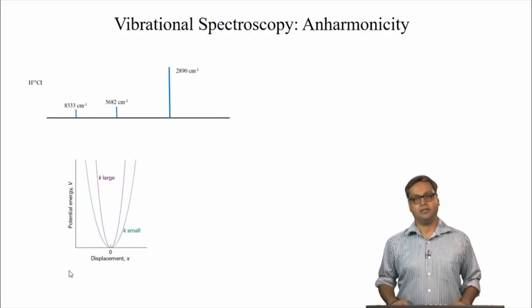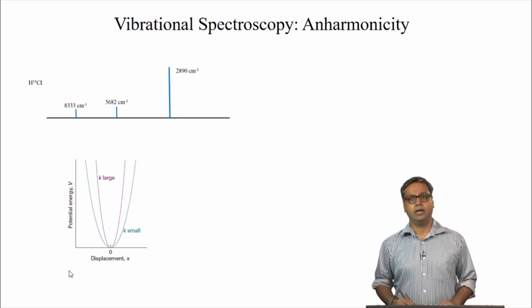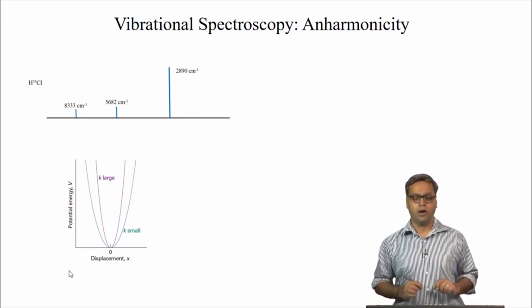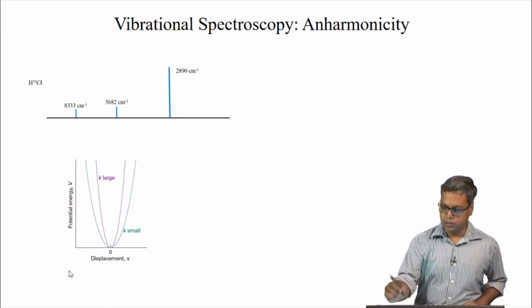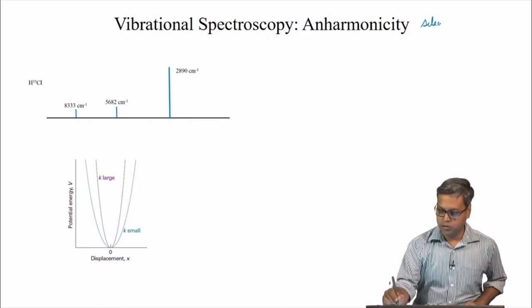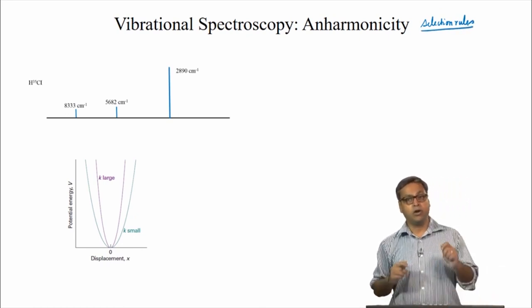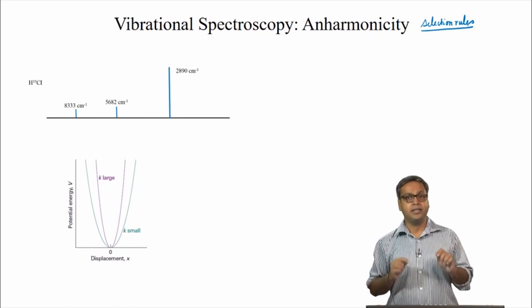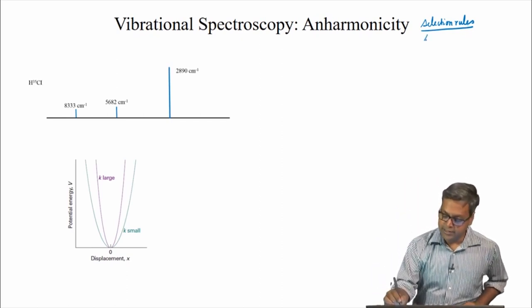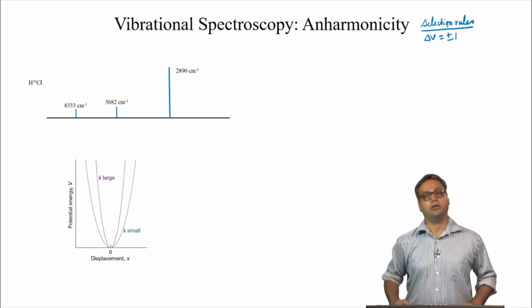In the last lecture, we learnt about the selection rules of a harmonic oscillator. We saw that the specific selection rule is delta V equals plus minus 1.